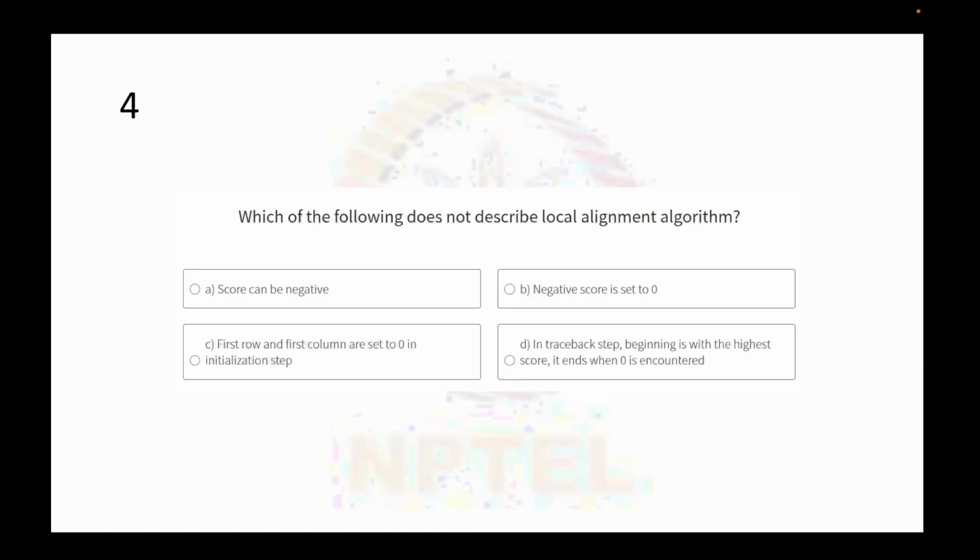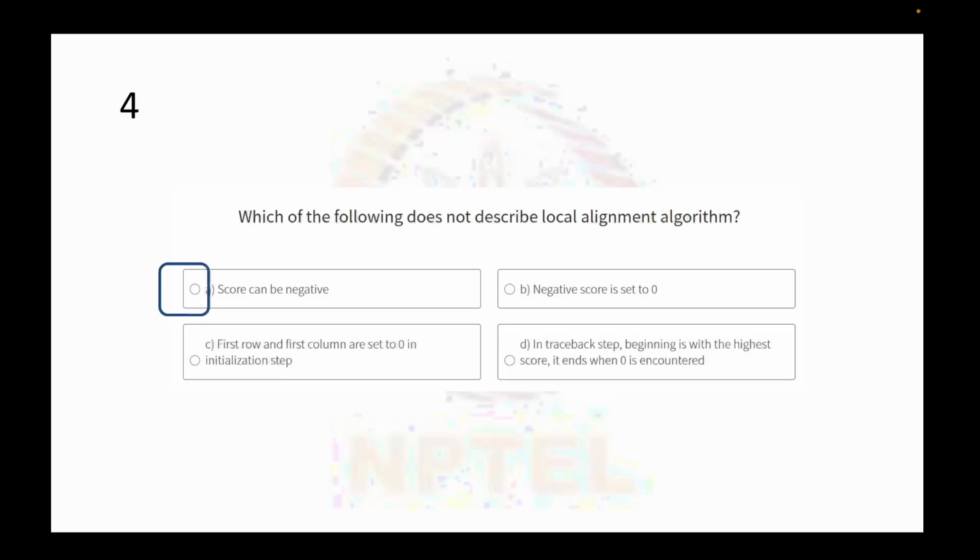So in local alignment we don't have negative scores because we consider a fourth condition, that is maximum of mismatch or match score, maximum of gap penalty from horizontal cell, or score of gap penalty from vertical cell, and 0. So maximum of three values.